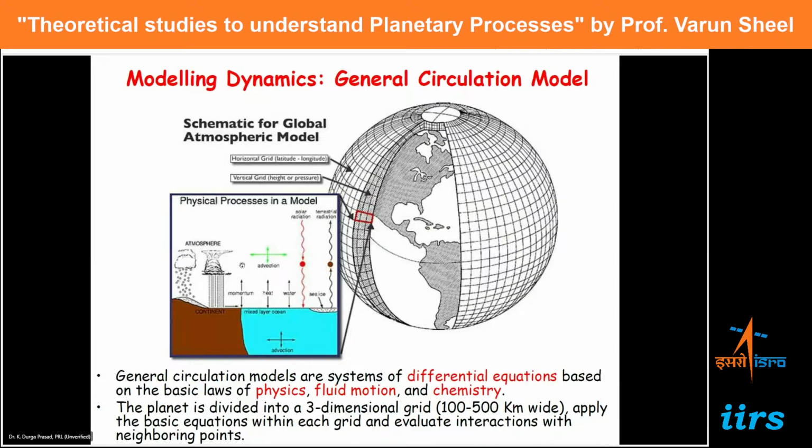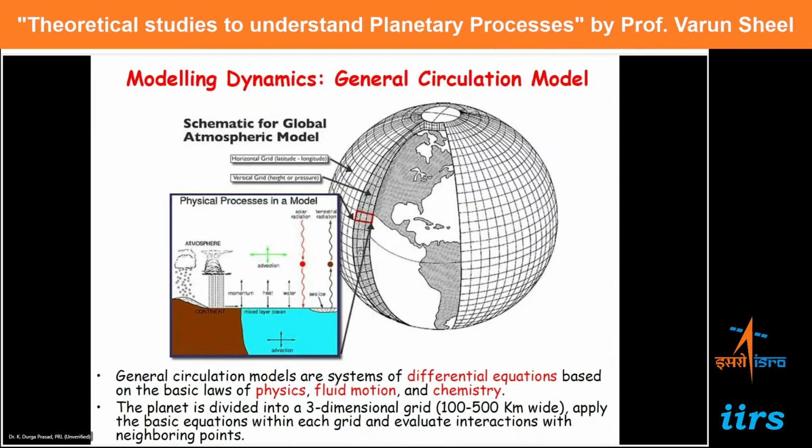An example is given here. These are the physical processes that one has to take into the model if we are trying to model the dynamics of the atmosphere of the Earth. Like you have continents, you have ocean, then you have your hydrological cycle, then you have an atmosphere, then you have advection, then you have momentum transfer, there is heat transfer, heat exchange, then you have sea ice, there is outgoing radiation, there would be incoming radiation. All these things have to be taken into consideration while solving such models.